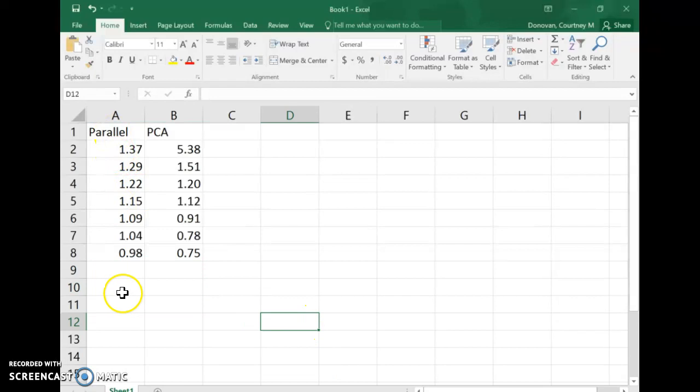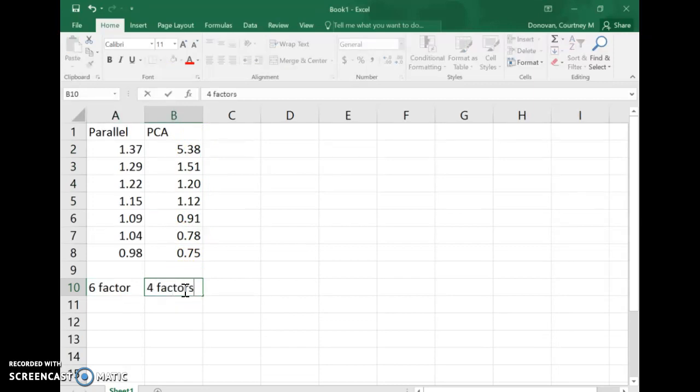I highly recommend putting it all into a new side-by-side comparison of eigenvalues. It makes it so much easier. These are just made up. They're not the exact numbers, so don't try to compare. But in the parallel analysis here, we have retained 6 factors. So the random chance says 6 factors. In our data set, it says 4 factors. So the question is, are these 4 factors real factors, or are they based on chance?